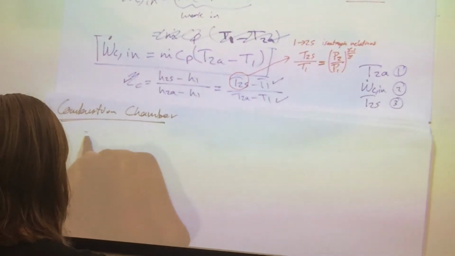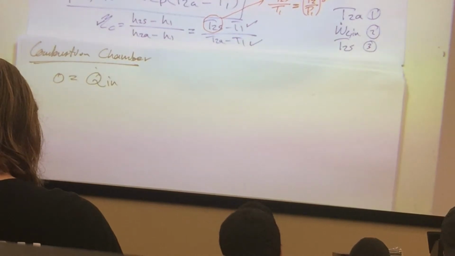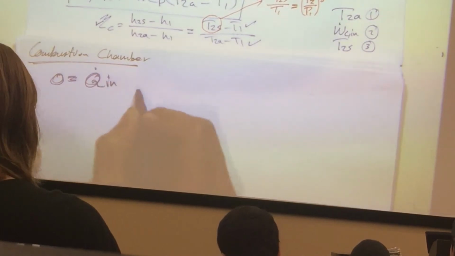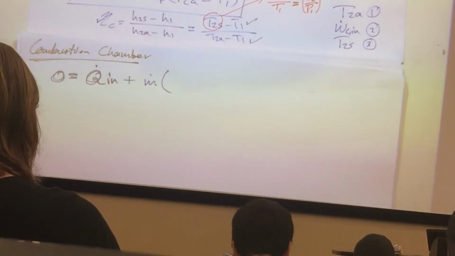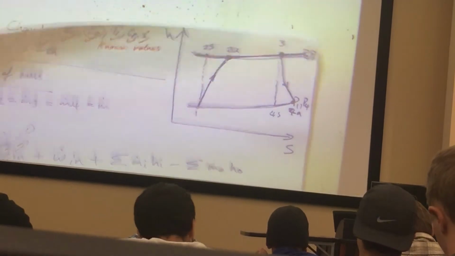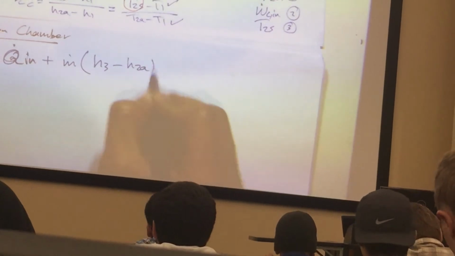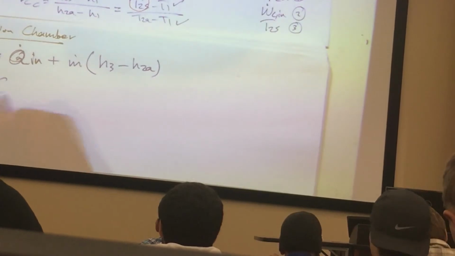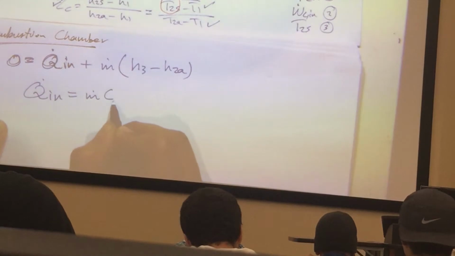So if I list this same equation, 0 is equal to Q in plus m dot, what versus what? Where's my cycle? Right here. What versus what for a heat exchanger? Very straightforward: H3 minus H2A. I don't want to deal with enthalpies directly. I understand that I could say Q in is equal to m dot Cp.